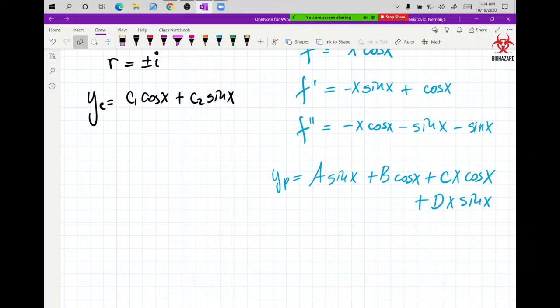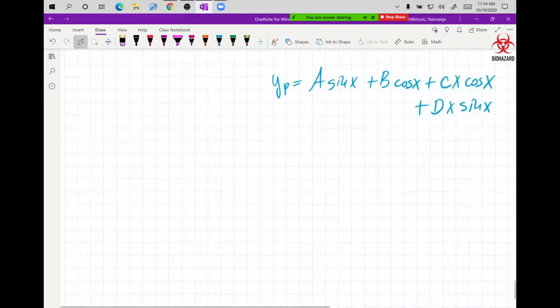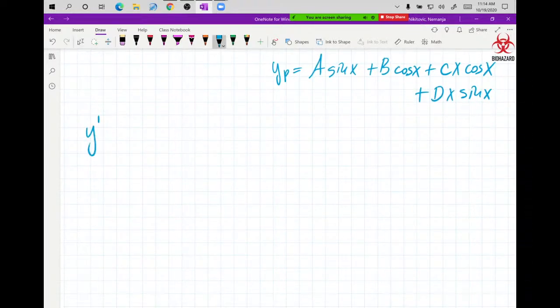What we do is we take 2 derivatives of this, which is going to be a huge mess, and then use the second derivative and yp in the original problem, equaling it to cosine x to come up with the coefficients for a, b, c, and d. All right, so let's go. Y prime, more product rule and stuff.